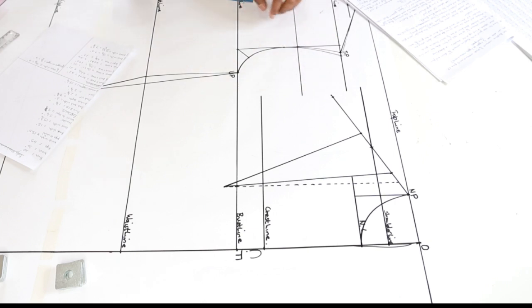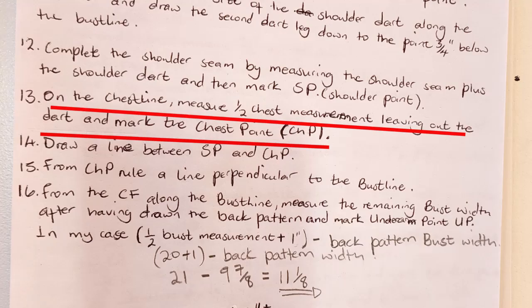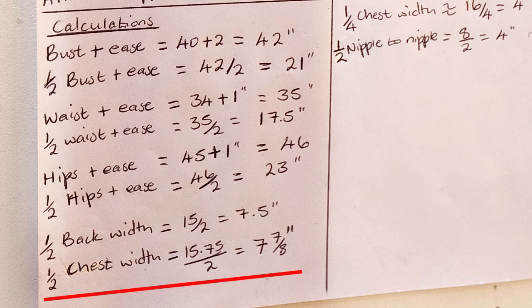And then I label this point as SP for the shoulder point. And then next, on the chest line, measure half the chest measurement, leaving out the dot, and then mark the chest point, mark it CHP. My chest width is 15 and 3/4, which is 15.75. 15.75 divided by 2, and the answer was 7 7/8 of an inch.